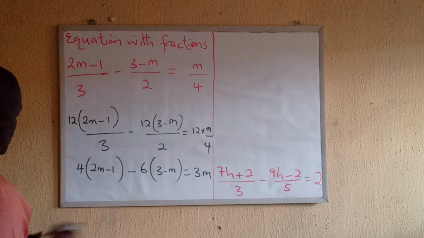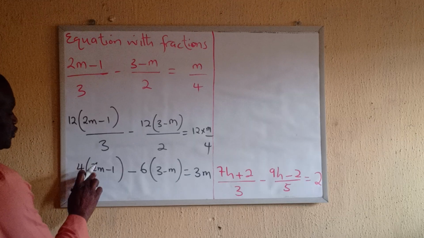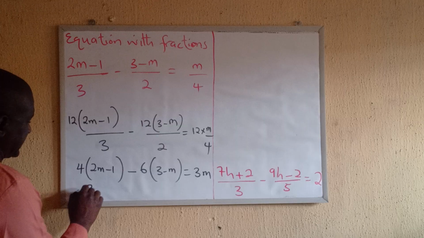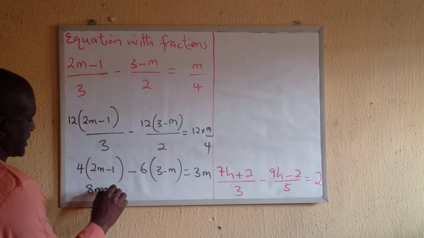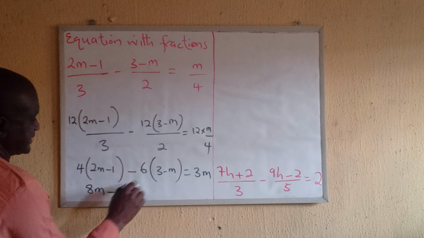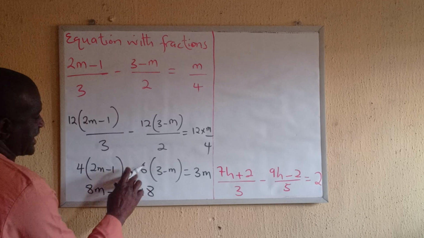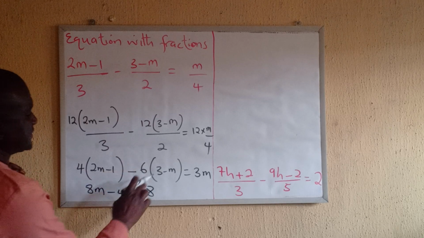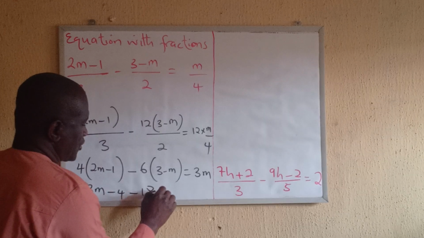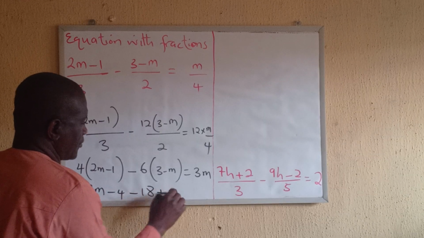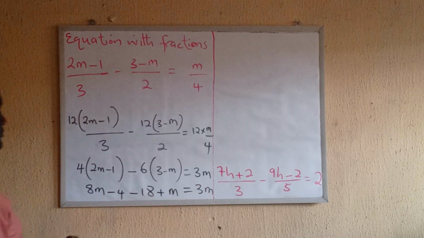Now, let's expand this. So here now we are also having a plus 4 timesing a plus 2m. This will give you a plus 8m. A plus 4 timesing a minus 1 gives you minus 4. A minus 6 timesing a plus 3 gives you minus 18. Minus 6 timesing a minus 1m will give you plus m or plus 1m. This will be equals to 3m.